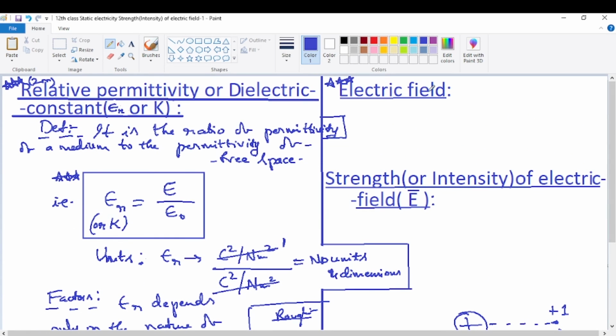So what is an electric field? It is nothing but the space surrounding an electric charge where its influence is felt on other objects. That space itself is called an electric field, or in that space an electric field is said to be present. That's the simple definition of electric field. It is the space surrounding a charge.